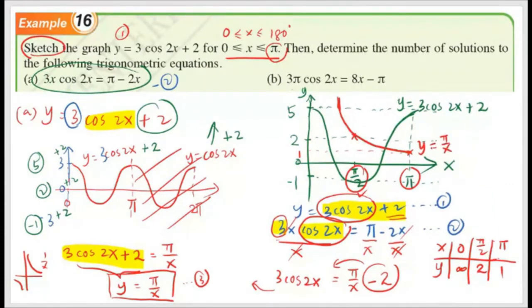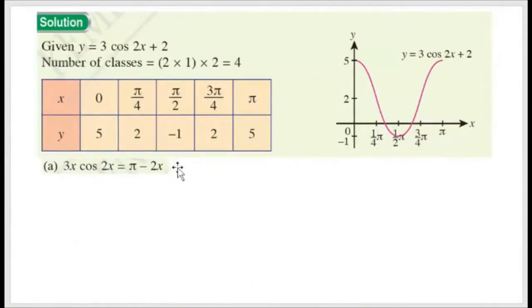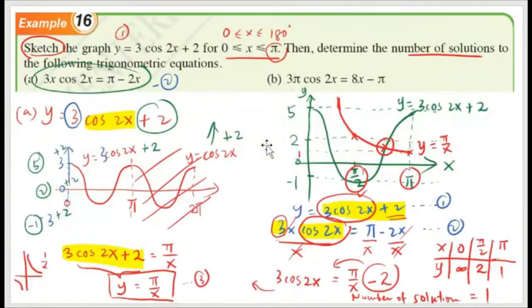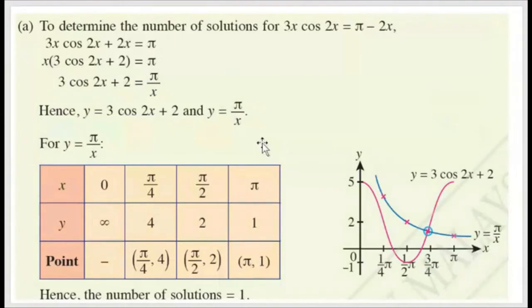First graph, second graph. So how many solutions? We want you to find the number of solutions, right? So for this question, we have only one solution. So your conclusion: number of solutions equal to 1, 1 only. Okay, right. So this is simplified. Later you see the same thing. Okay, so now we go to B.